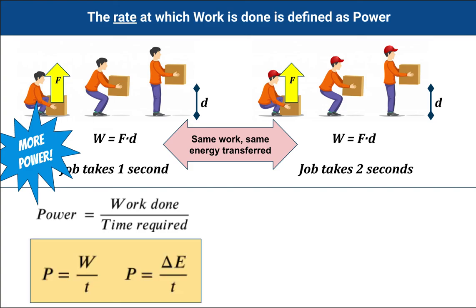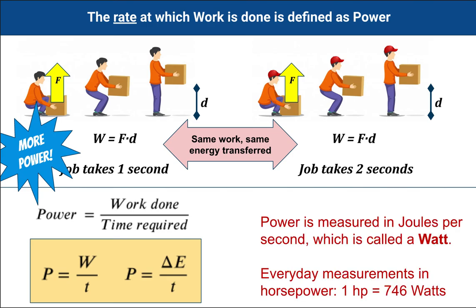So as a formula, power is work over time. But since work is the change in energy, it's also delta E over time. And again, that delta E could be a change in potential energy, like it is here, or it could be a change in kinetic energy. Power is measured in joules per second because it's an amount of work divided by an amount of time. And that combination of units is called a watt.